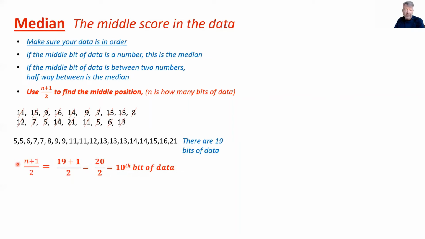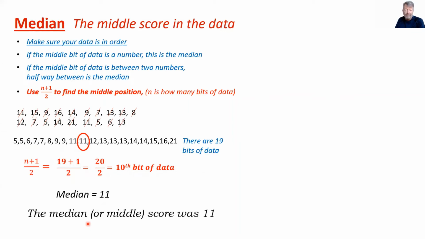So then all we need to go along and do is go 1, 2, 3, 4, 5, 6, 7, 8, 9, 10. There is our 10th bit of data. That is the median. Bit simpler. And of course, you finish it off with a statement. The median or the middle score was 11.